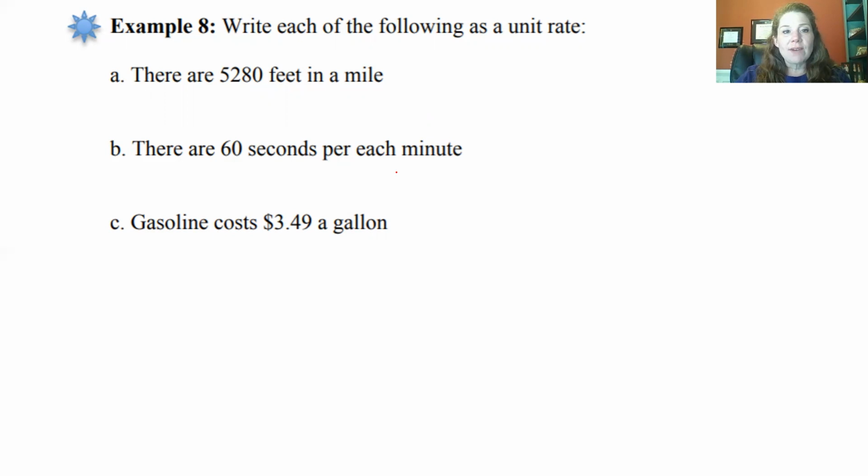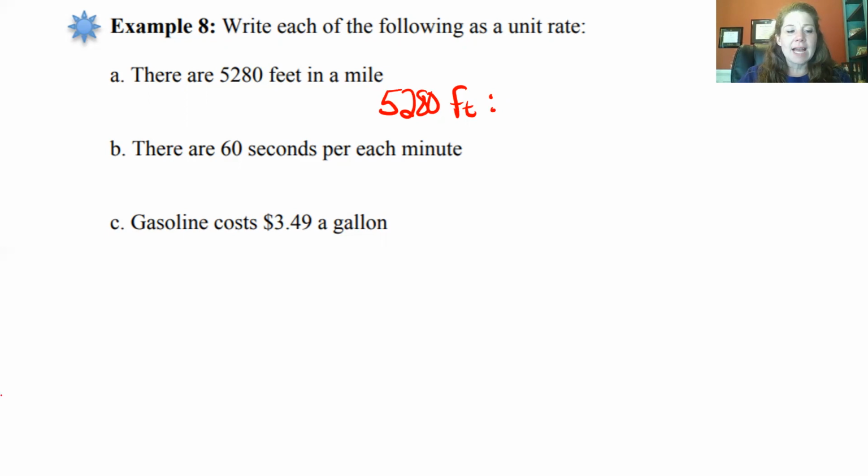So if there are 5,280 feet in a mile, well, that is, oh, these are already in unit rates. I was about to say that's already in unit rates, but it wants you to write it as a unit rate. Write each of the following as a unit rate. I don't understand. I guess feet as a unit rate for one. Oh, I think I understand.